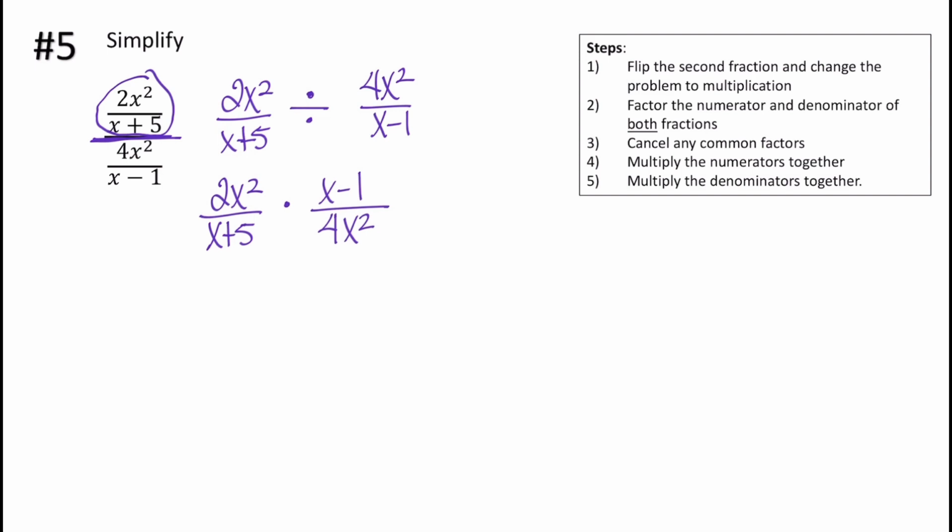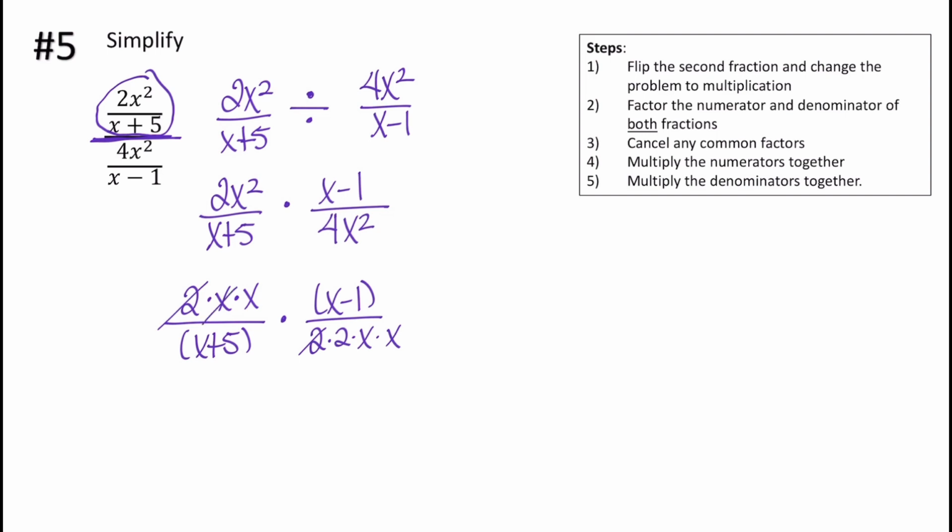Well, if we look at this, we can factor that first numerator as 2 times x, right? And that's over x plus 5. And then we have times x minus 1 over 4x squared, which is 2 times x times x. Okay, so now let's look for common factors. So we have a 2 and a 2 that will cancel.